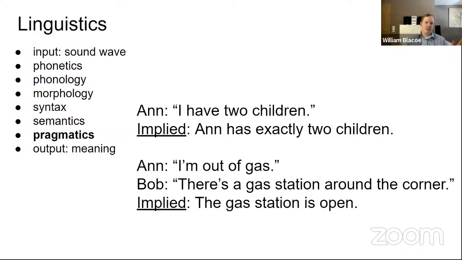And this is normal. This is not just a female thing. Everyone uses it, but in slightly different ways. Or let's let Bob say something that is not literal. If Anne says, "I'm out of gas," and Bob says, "There's a gas station around the corner," he wouldn't say that if the gas station were closed, right? Anne can safely assume that the gas station is open, even though Bob didn't say that explicitly.